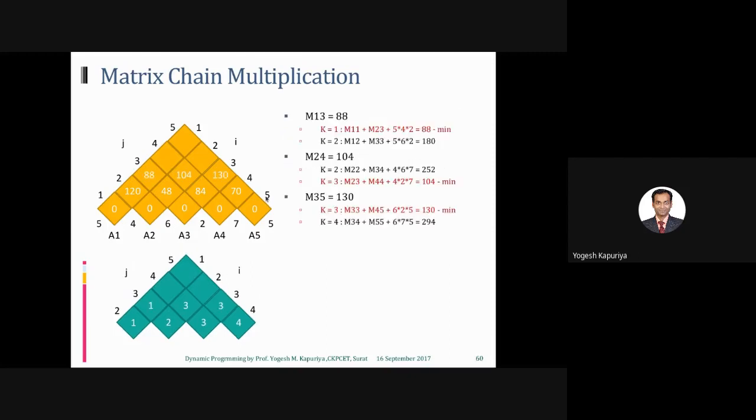When you go into the second level, you are interested in computing the value of 1, 3. So you are interested in this cell, where I is 1 and J is 3. Since your I is 1, the options for K start with 1. So the value of K is 1. That means you are putting the parenthesis after the first location. So that will give you some value.